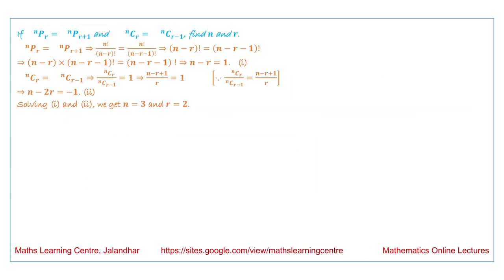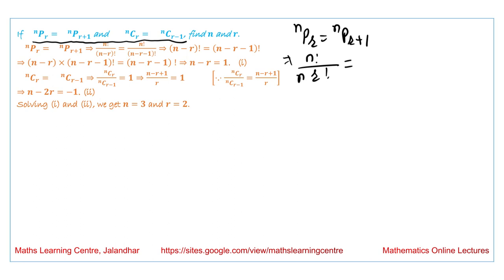Next is, if nPr is equal to nPr plus 1 and nCr is equal to nCr minus 1, we have to find the value of n and r. So the first condition is nPr is equal to nPr plus 1. So this implies that n factorial over n minus r factorial is equal to n factorial over n minus r minus 1 factorial.